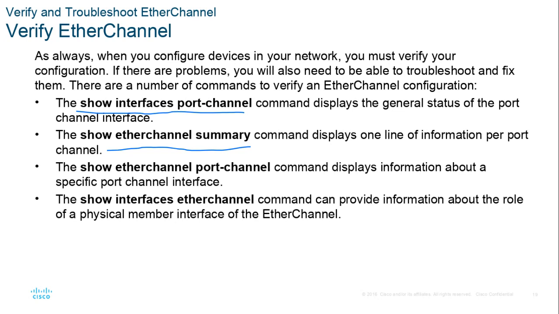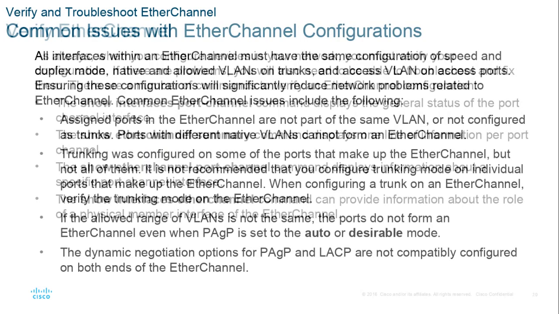I can do show etherchannel port-channel 1, port-channel 2, whichever ones I've created, and zoom in on one particular group that I've created. And I can show interfaces etherchannel and show Fa0/1, Fa0/2, whichever wires are connected together. It would show me information about those that have been added to the EtherChannel.